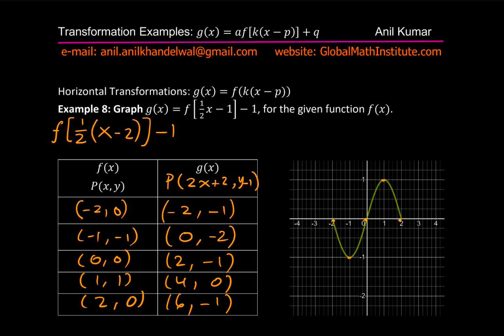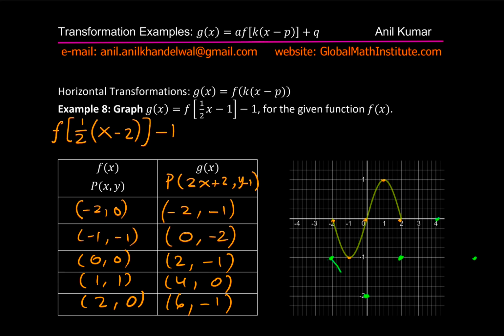Minus 2, minus 1. So minus 1 is right there. At 0, you get a value which is minus 2. At 2, you get minus 1. At 4, you get 0. And at 6, you get minus 1 somewhere there.